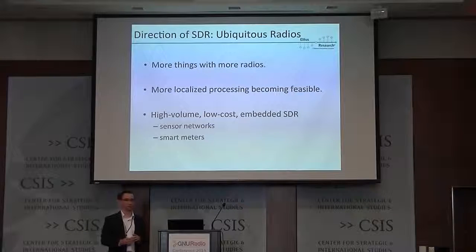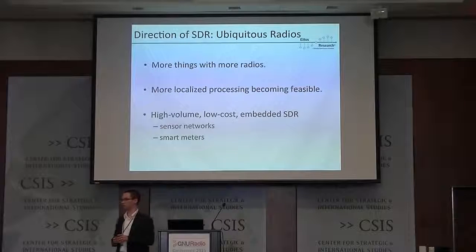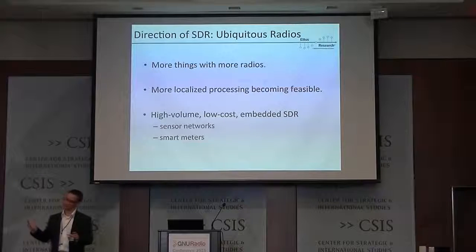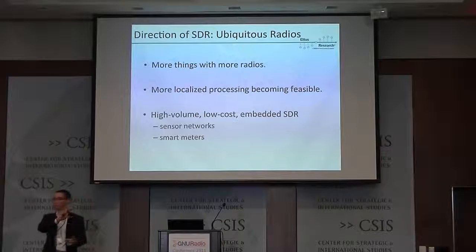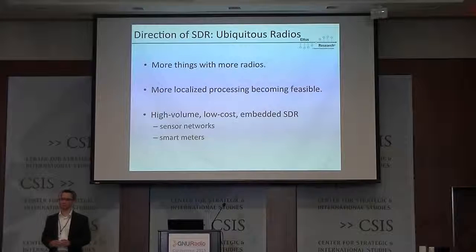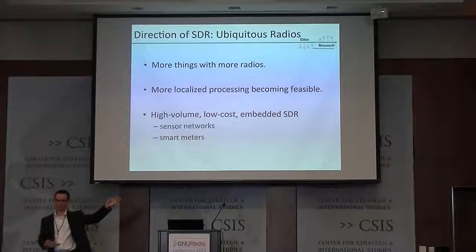And more localized processing is finally becoming feasible, which is important for things like sensor networks and smart meters. So it used to be if you were designing a sensor network, for example, you would collect whatever data was important to you and ship it over some sort of wireless backhaul to somewhere that was actually doing important processing, right? Because it was very, very difficult to do processing locally, because you're either designing an expensive ASIC, which takes a tremendous amount of engineering time, or you're doing it somewhere easier like code.